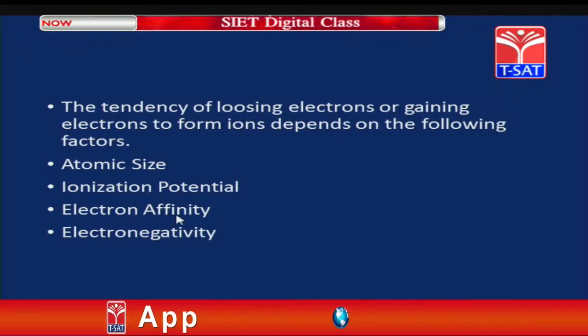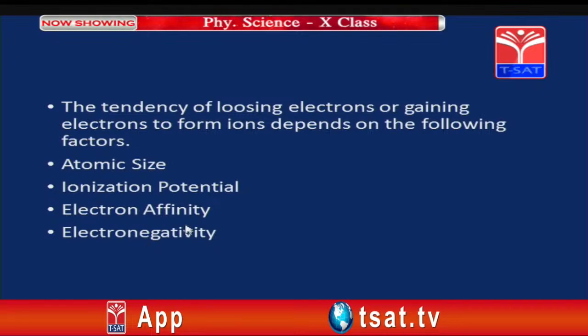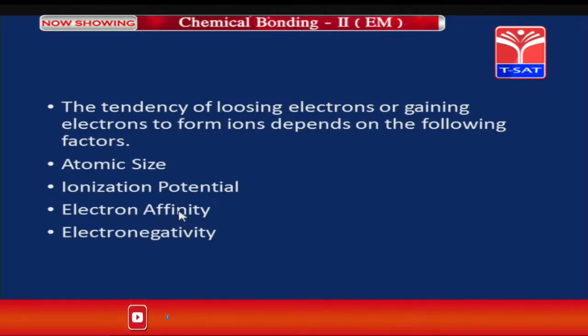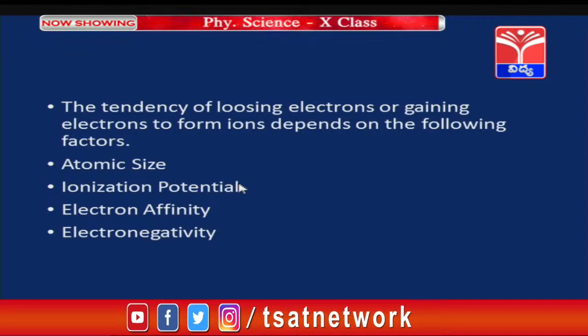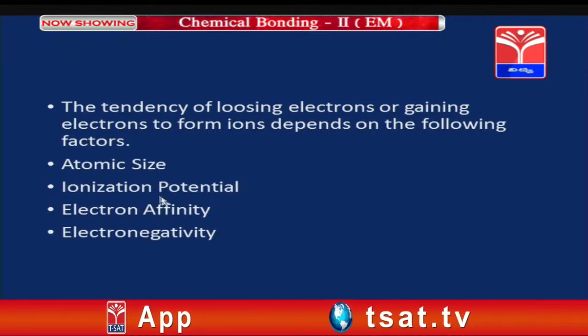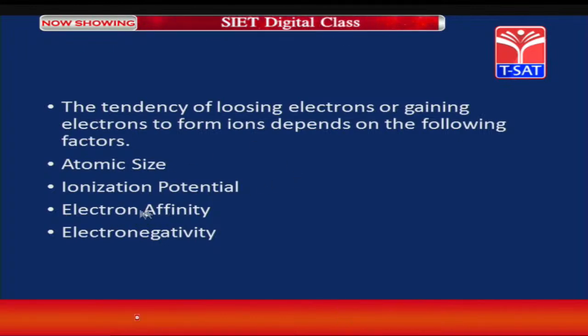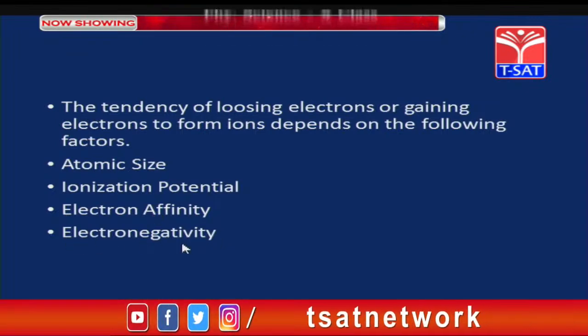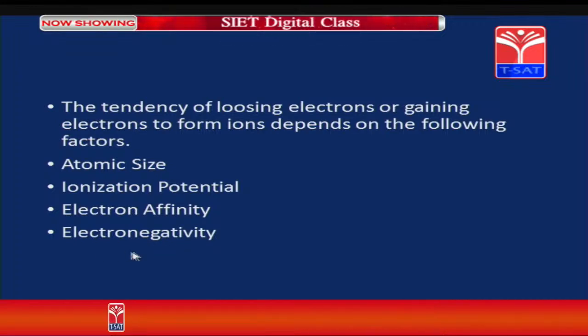Now, what is electron affinity, children? If an electron is added into the outermost shell of an atom, some amount of energy is released. So, ionization potential is the amount of energy required, absorbed by the atom to remove an electron. In electron affinity, it is the amount of energy released when an electron is added to the outermost shell of an atom. Now, let us define electronegativity. Electronegativity of an atom is the tendency to attract electrons.